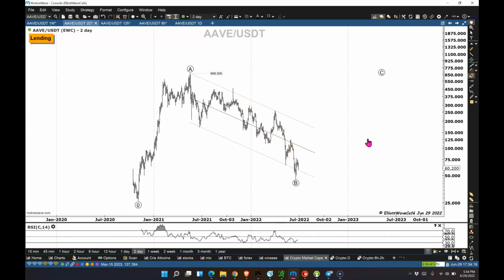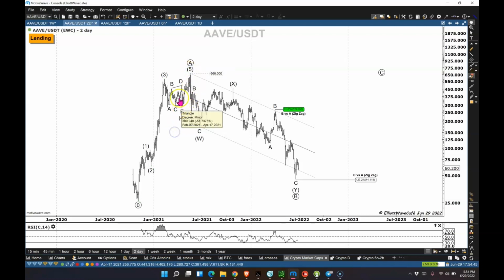So let's see how these labels look on a more internal structure. If this is a primary, this is the intermediate trend. That's the 1, 2, 3, 4, and 5, and the intermediate in the lower degree sequence, that's WXY. So we go from primary to intermediate. If you look inside here, you can see that at the minor degree you have a triangle in the fourth wave formation, followed by an impulsive move in this fifth wave through a 1, 2, 3, 4, and 5. This completed the move at 668 in AAVE.